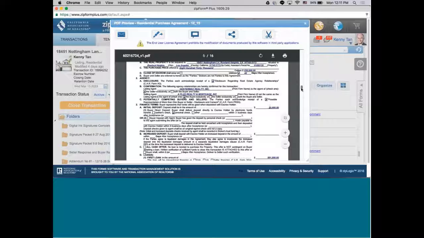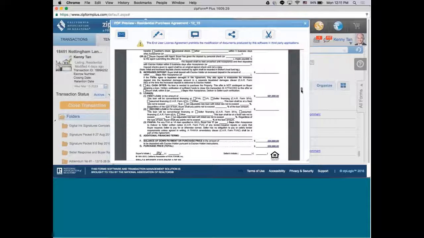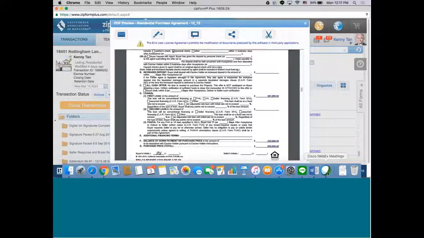Okay. And then it also tells me that this one has got a loan. Usually when I look at an offer, I want to know if the buyer has a loan. Now, if the buyer has a loan, I would definitely look for the buyer. Let's see if I can.